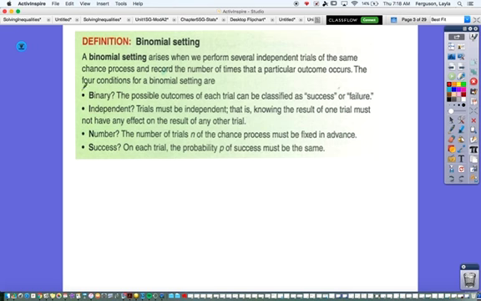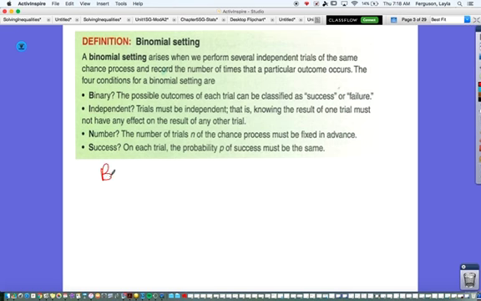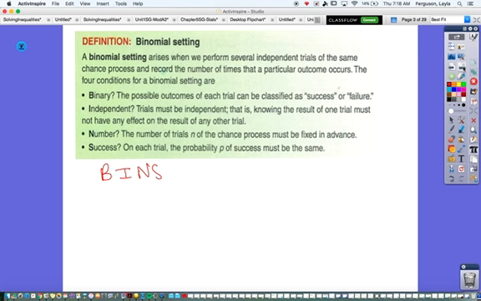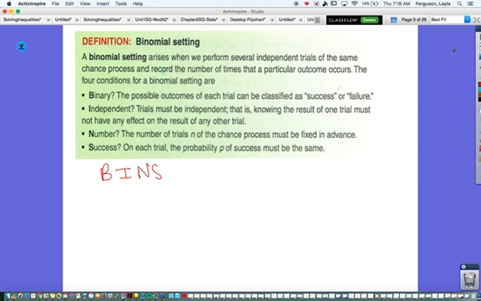The way you can remember that is BINS: binary, independent, number, success. These are the things that you need to check for in order to have a binomial setting.